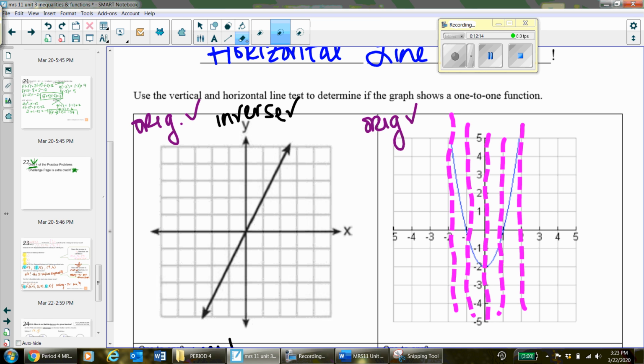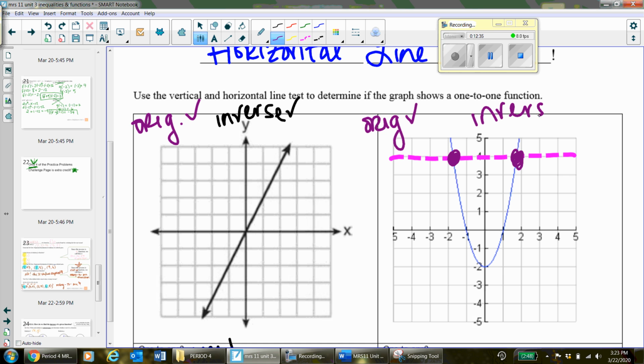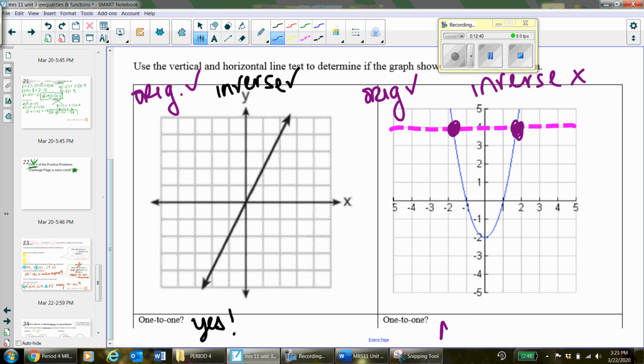All right, now let's see if the inverse passes the horizontal line test. Meaning when I draw a horizontal line, it will only hit this blue graph once. Already, I see that it's hit the graph here and here, which means it did not pass the vertical line test, which makes it many to one. So I'm going to put no, it's many to one. Okay, that's all you got to do here.